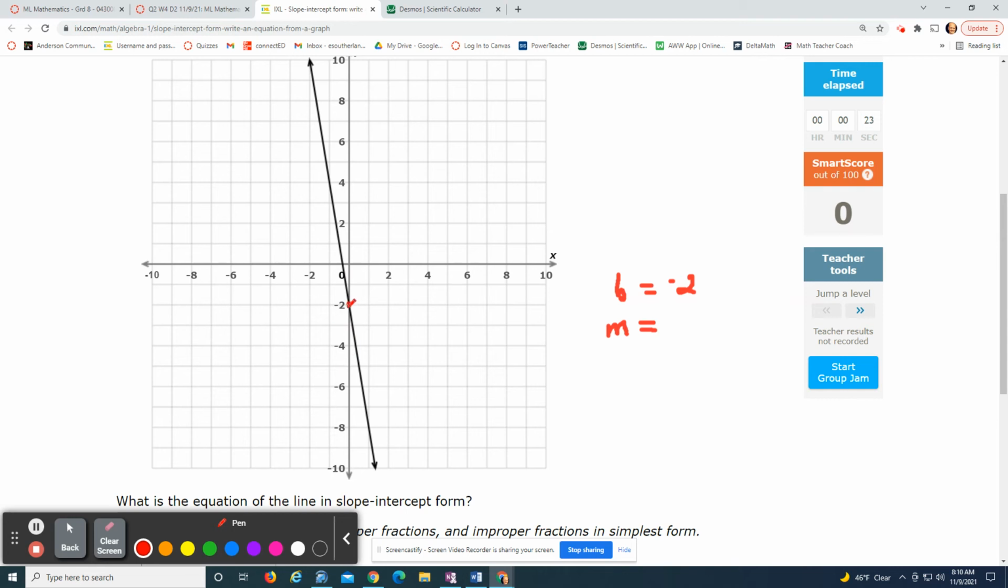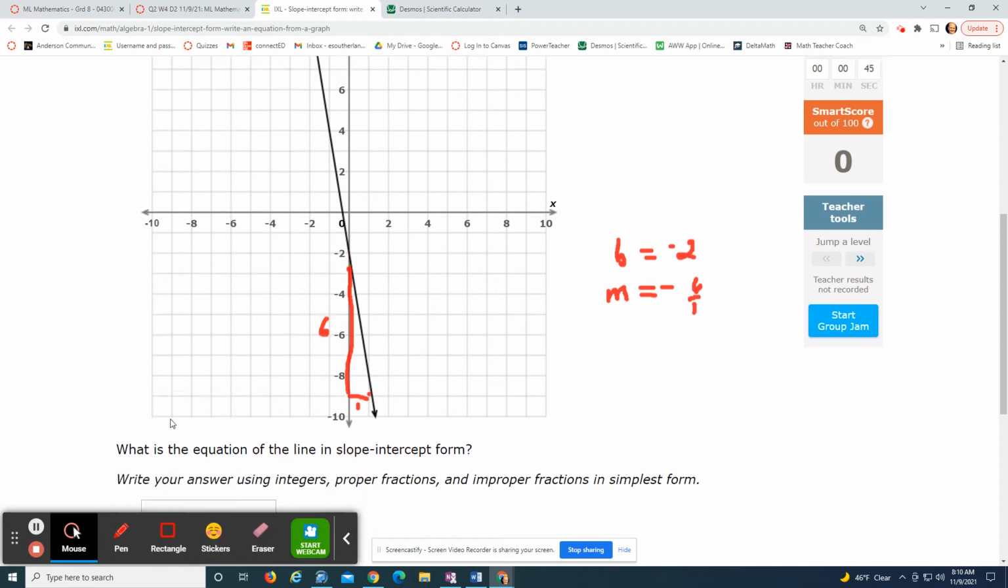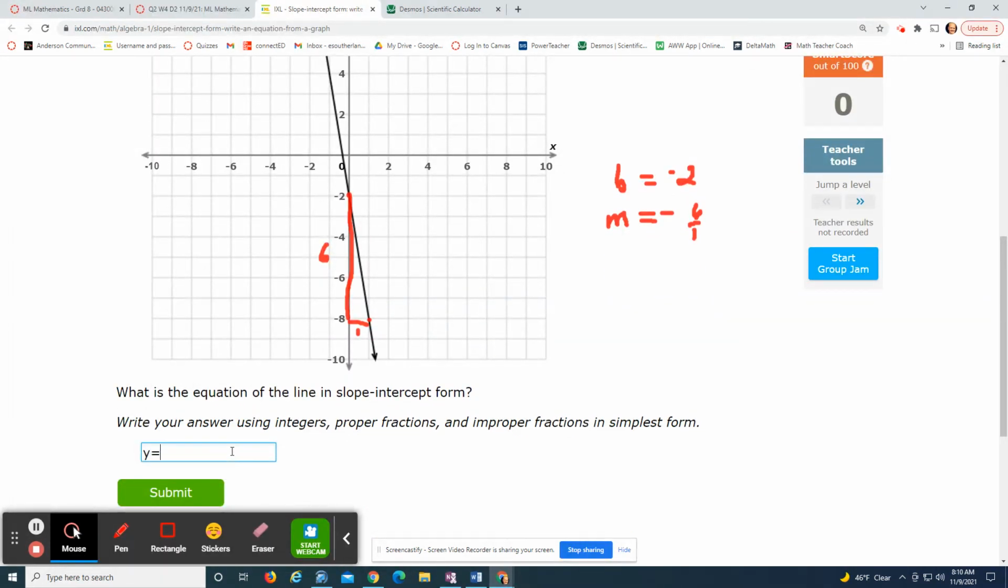Follow that line left to right. We'll see that it's going down. So that means that the slope is negative. And then the rise is 1, 2, 3, 4, 5, 1, 2, 3, 4, 5, 6, and a run of 1. So this is 6 over 1. And so the equation you should write is y equals -6 over 1x minus 2.